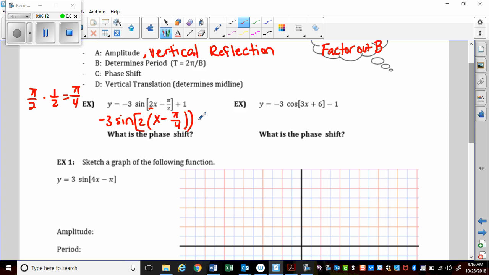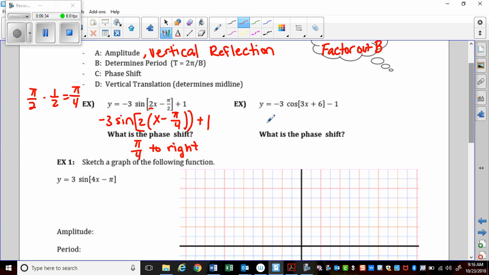And then we still have the plus 1. We do not have to factor out the plus 1. That's not part of our sine function, so that's just on the outside. So that's plus 1. And so our phase shift is actually pi over 4. And we are going to the right since it's minus pi over 4. So I'm going to say to the right.